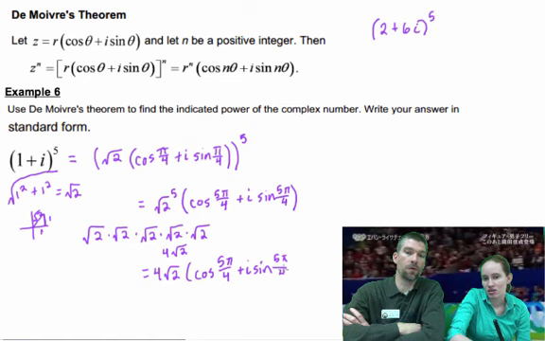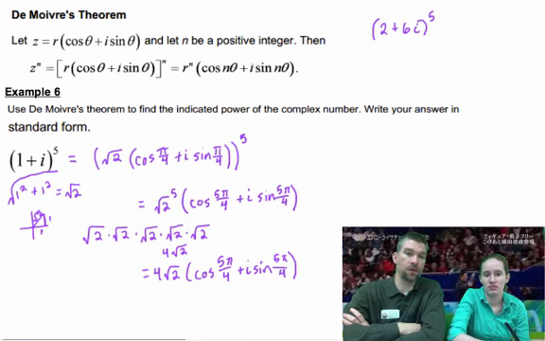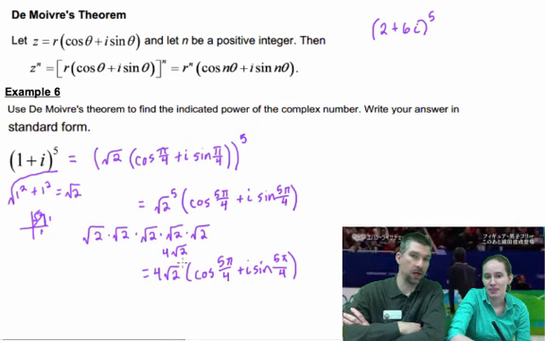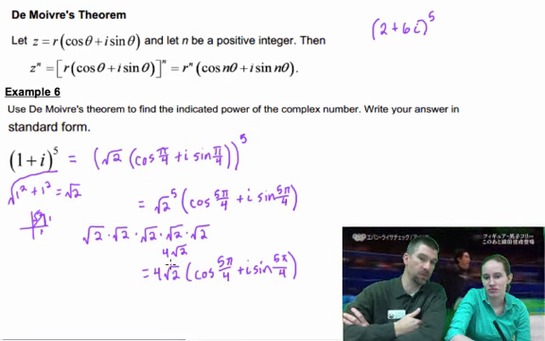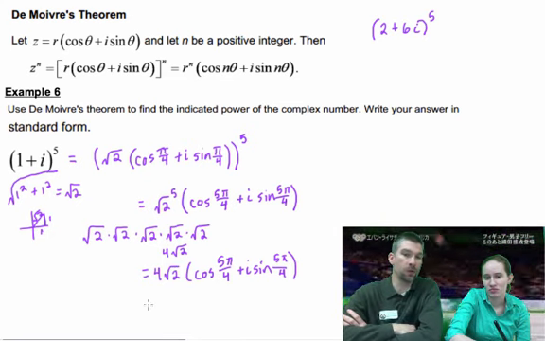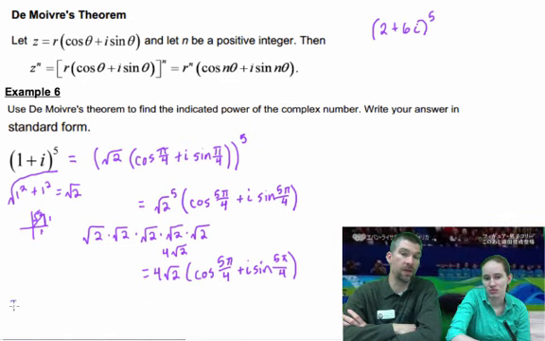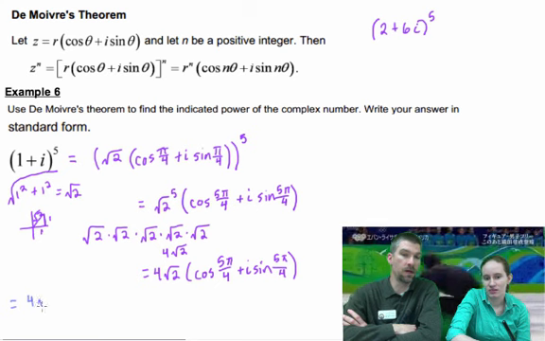So from here, there's a couple different things that we could do to totally clean up the problem. One is we could distribute. The other one is that we could convert what the sine and cosine at 5 pi over 4 is and multiply that with 4 square roots of 2. Let's do that.